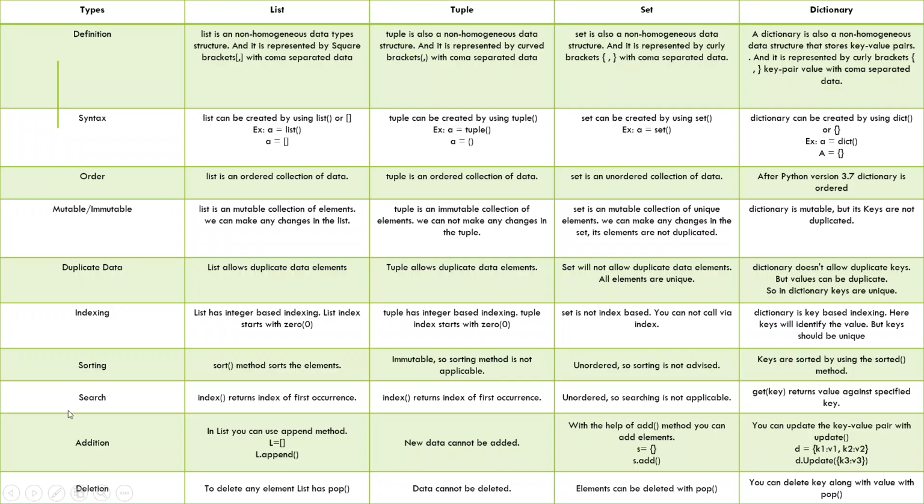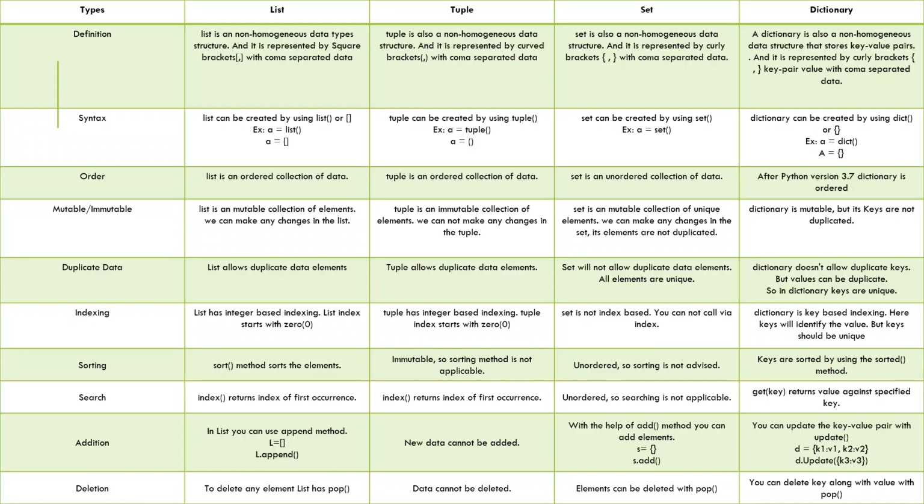Okay, next we will see sorting. We have the sort method. What will the sort method do? This sort method will order the data in sorted position, like ascending to descending. A tuple is immutable, so the sort method is not applicable here. As I mentioned, once you declare it, you cannot change the data or the position. And a set is unordered, so sorting is not advised here.